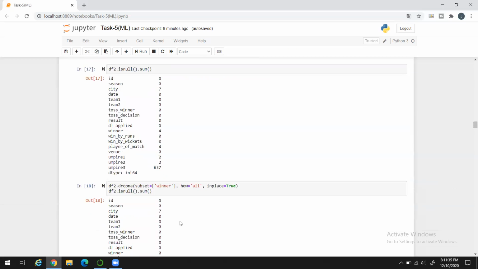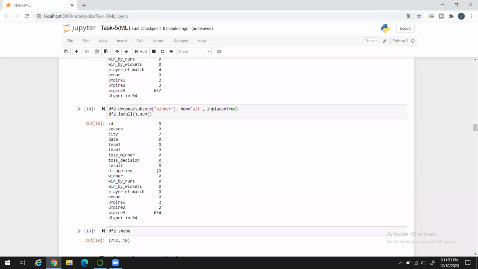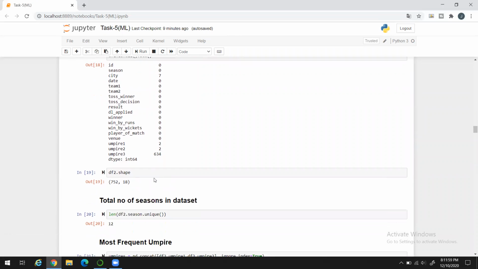So we can avoid all these null values, but the winner is the most important thing, because we need to know who the winner is for sure. So there are 4 rows where the winner has null values. So I'm just dropping those 4 rows. After dropping them, we can observe that the winner now has 0 null values. As I've dropped 4 rows, the shape has reduced to 752 from 756.